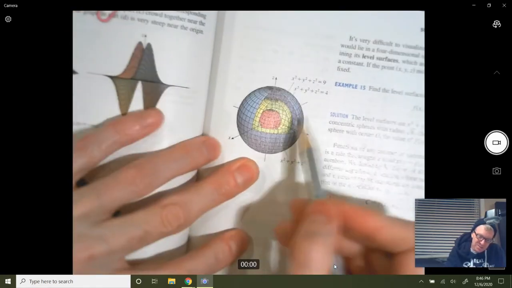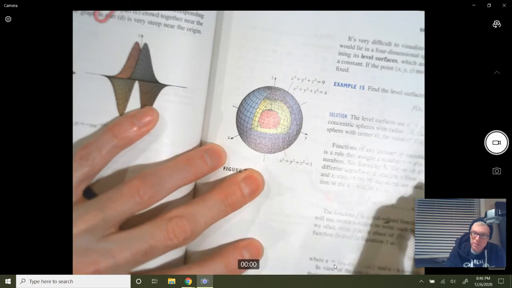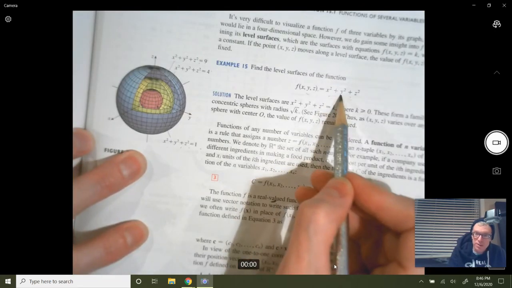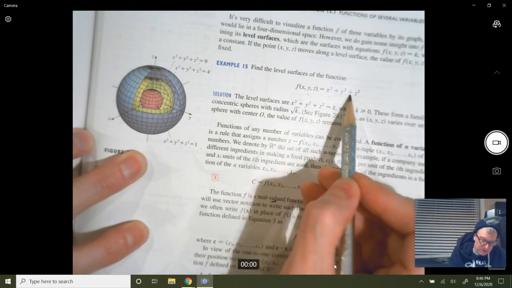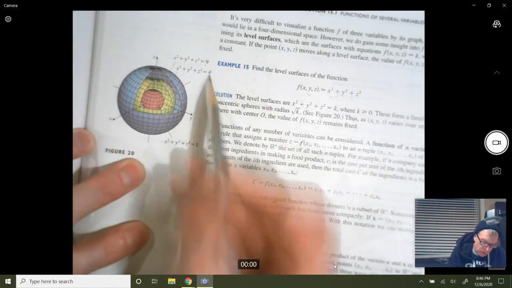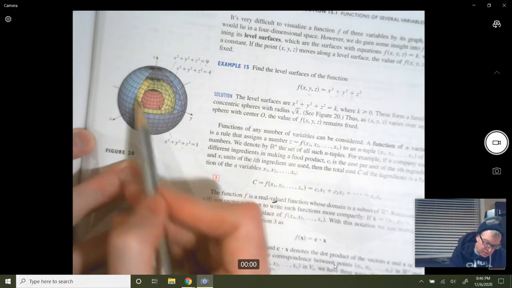And these are level surfaces. So here's your function, f of x, y, z equals x squared plus y squared plus z squared. Setting this equal to three different constants, we set that equal to 9, or to 4, or to 1. We got these level surfaces, okay?